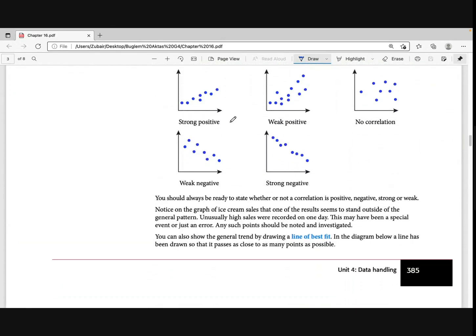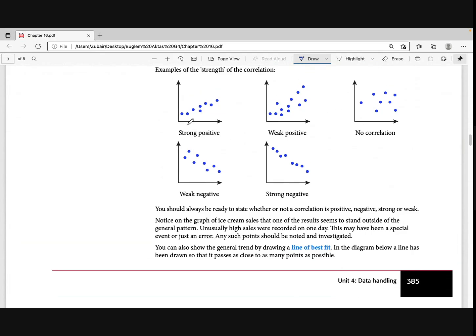Some examples to clarify. First one, strong positive. Second one, weak positive. Third one, no correlation. Understand the difference. Strong positive, if I draw a line, they will actually be close to the line, all of them. So weak positive, I'm drawing a line, but they are further away from the line, although it shows an increasing trend. And the third one is obvious.